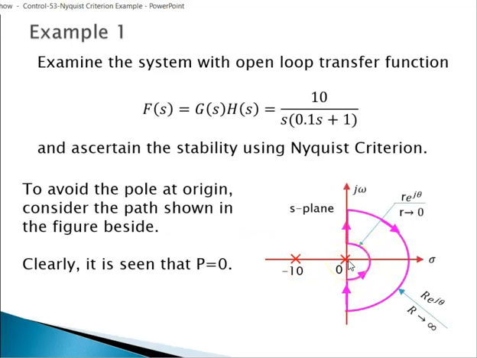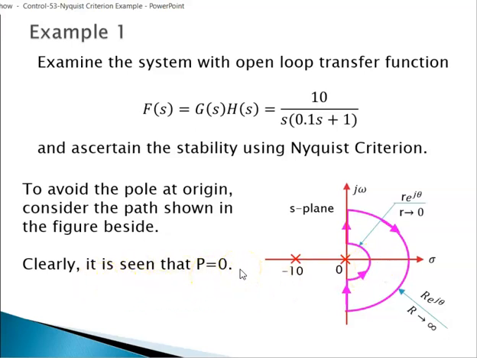We want F(s) to behave well at each point on the path. We don't want this 0 coming in here, because then you have 10 over 0, which we don't want. So clearly we see that there are two poles here: one is s equal to 0, one is s equal to minus 10. None of these poles are lying within this path, so we see that p is equal to 0.